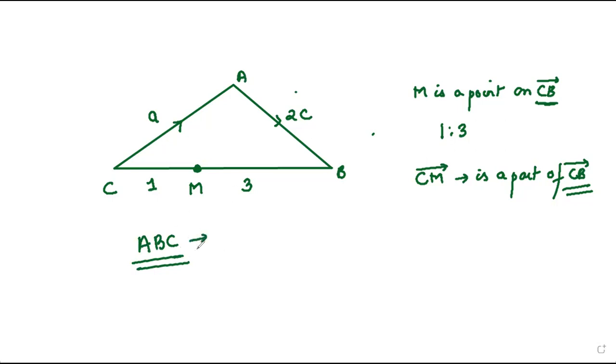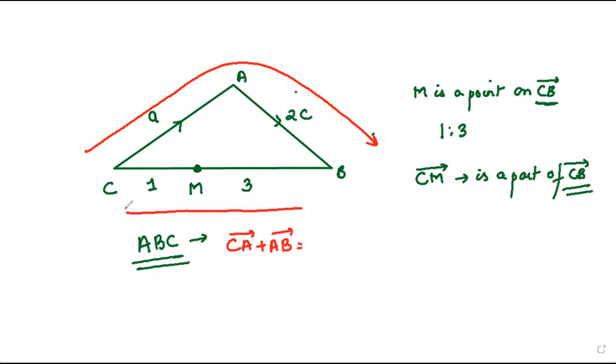So in triangle ABC, the same thing I'll apply. That means two sides are moving in the same direction. So C to A to B, they are moving in the same direction. So I'll write C to A plus A to B equals the side which is moving in the opposite direction. So I'll say vector C to B. C to A is a, A to B is 2c. So I can easily calculate vector C to B is a plus 2c.